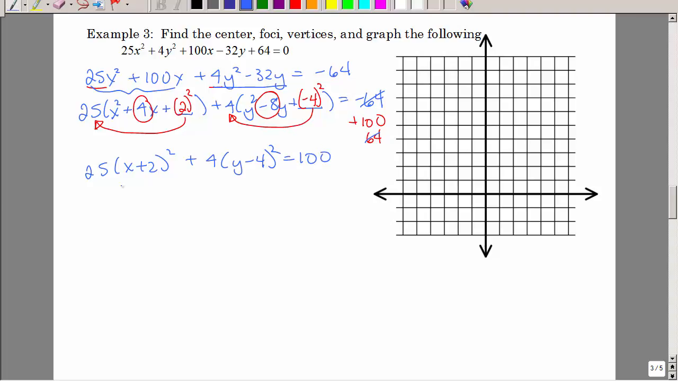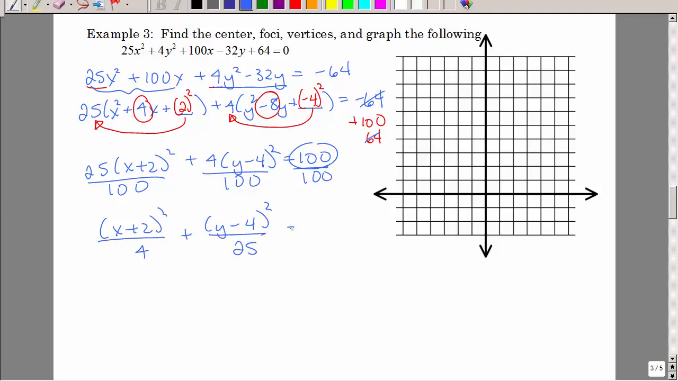Almost standard form. Last thing, I need to make this value a 1, so I'm going to divide by that value and reduce. Now keep in mind I'm giving you nice pretty numbers so you don't have to deal with some ugly fractions. Alright, so let's look at the center. Remember (h, k), so we have negative 2, 4.